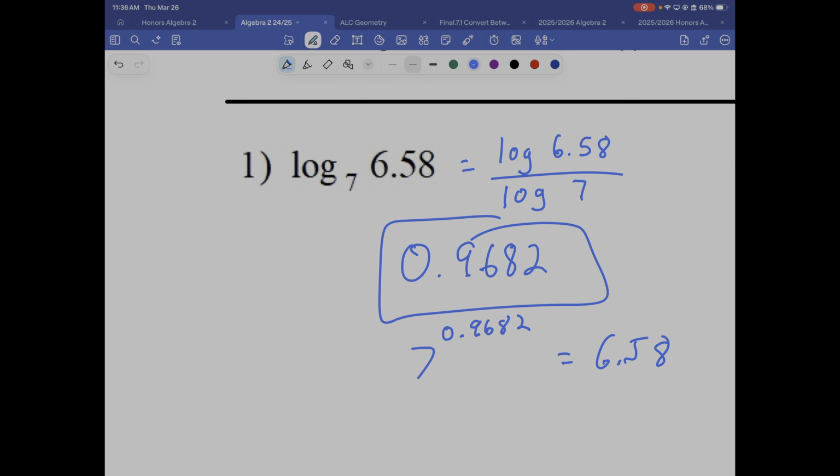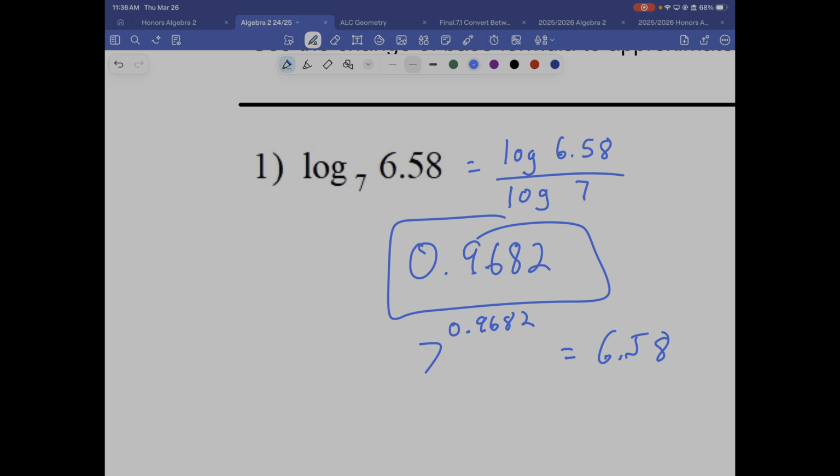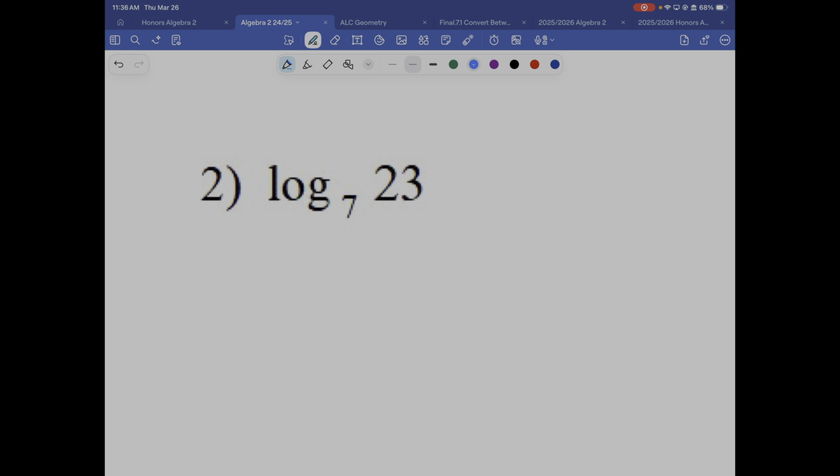When I was doing the key for the assessment yesterday, the way I was figuring out if I was right or not was doing exactly that to make sure that I had them correct. Okay. Everybody able to get that answer? All right, the next one's log base 7 of 23.